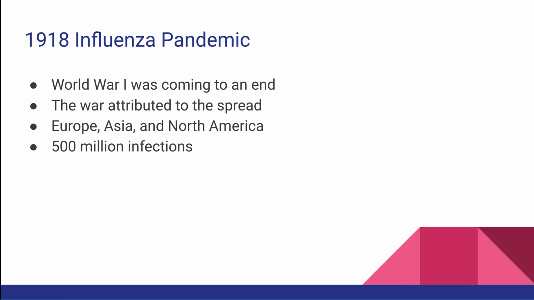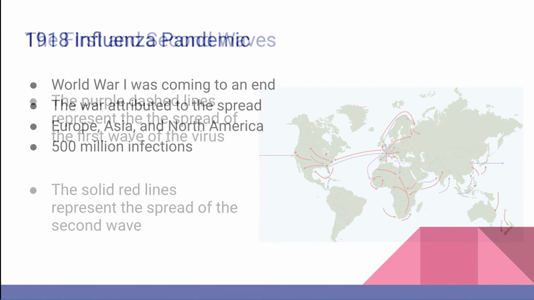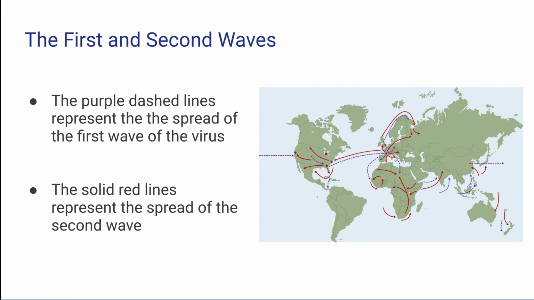The influenza spread rapidly across Europe, North America, and Asia. In just 12 months, there were an estimated 500 million cases. The influenza in 1918 spread in 3 waves. The route of the first and second wave can be seen in this image.